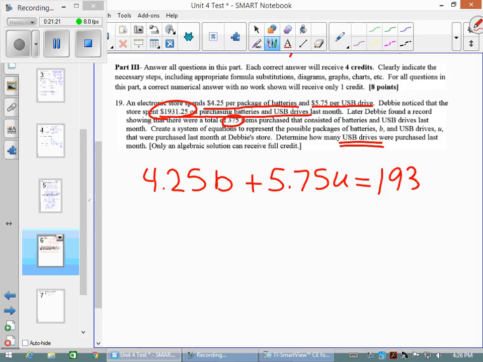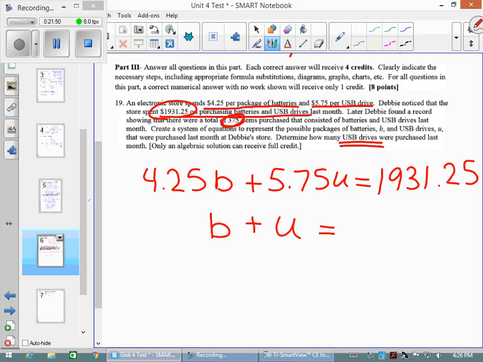The second equation, they're telling me that there was a total of 375 items that were being purchased. Well, we have to ask ourselves, what items are we buying? Well, we're buying batteries and USB drives. So if we take the number of batteries that were being purchased and add the number of USB drives, altogether they told us there's a total of 375 items.